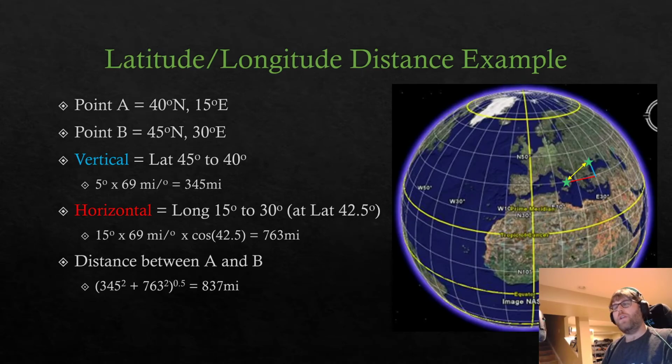Then if we just do a squared plus b squared, the square root of that, the distance between those 2 points is 837 miles. Now, there's a way of calculating longer distances, but that's outside the scope of this class, so I'm not even going to bother.